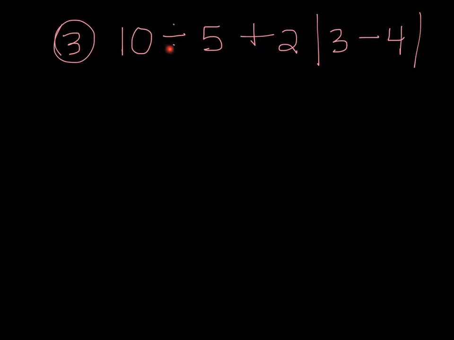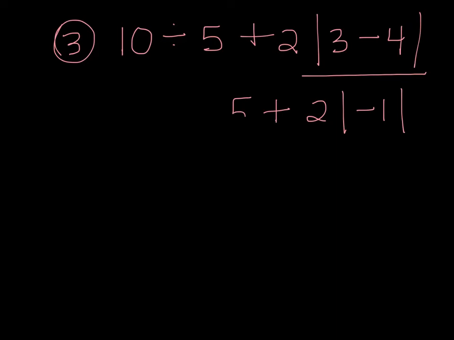So I realize I've got division, addition, and subtraction here, but I have to do my grouping symbol first. So I'm going to do my absolute value here, and 3 minus 4 happens to be a negative 1. Now I just did 3 minus 4. I haven't actually gotten rid of the absolute values.